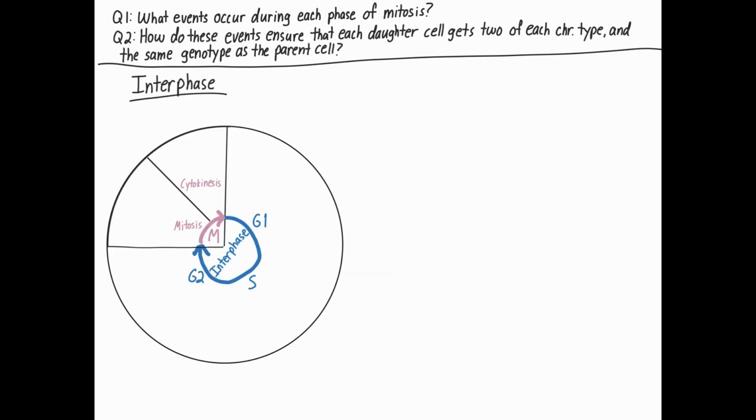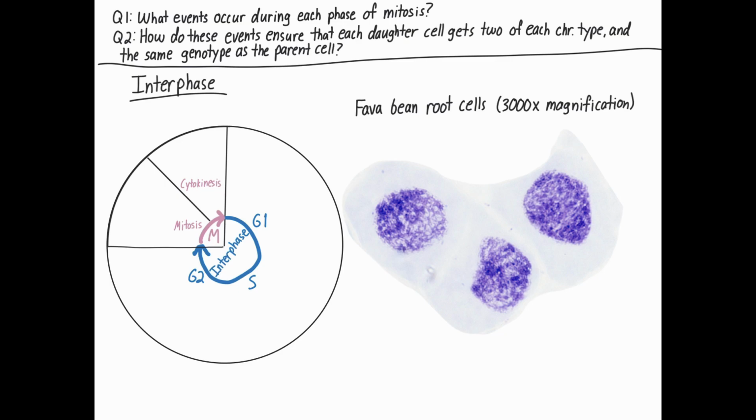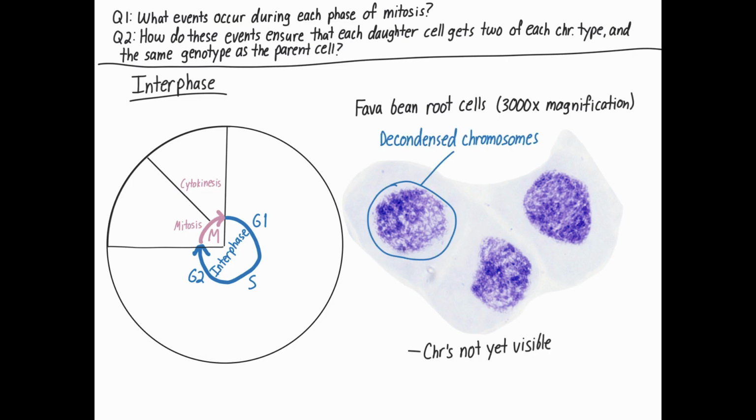Most cells spend most of their time in interphase. Here are a few fava bean root cells in interphase. Notice that the individual chromosomes in the nucleus are not yet visible because they are not yet condensed. Following interphase, the cell enters mitosis. The phases of mitosis are prophase, prometaphase, metaphase, anaphase, and telophase.